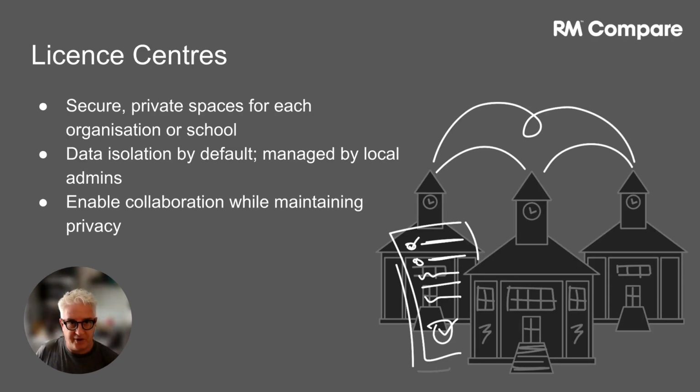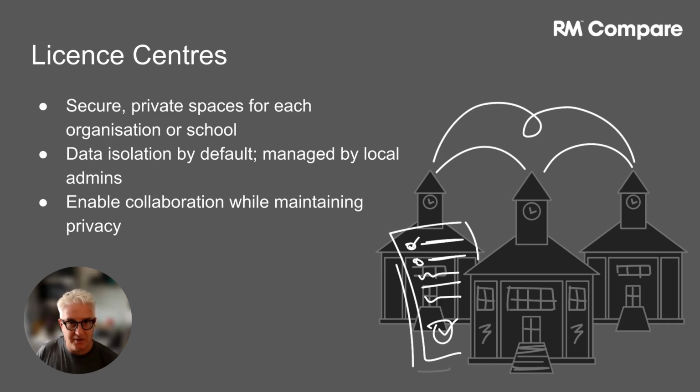A license center is essentially your organization's own private space within RM Compare. Think of it as a digital walled garden, isolated from others unless and until you choose to connect and collaborate. Each center is managed by one or more administrators who control access and permissions. This approach ensures that every school, college, or department can operate independently with their data protected by default. License centers also make it easier to segment data and users for regulatory compliance, such as meeting GDPR requirements.